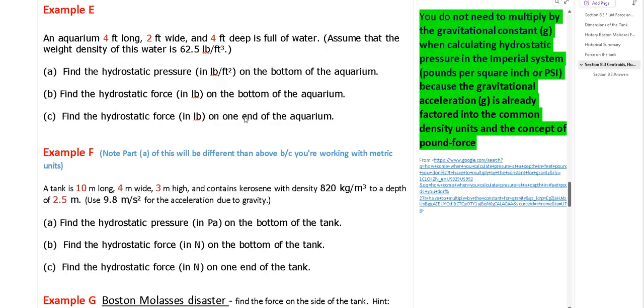metric units. So again, another little thing that I put in as an aside after we started printing out the handouts is that you don't need to multiply by the gravitational constant when calculating the hydrostatic pressure in the imperial system, that is pounds per square inch, because it's already factored into the density units. So let's see what I mean by all that.